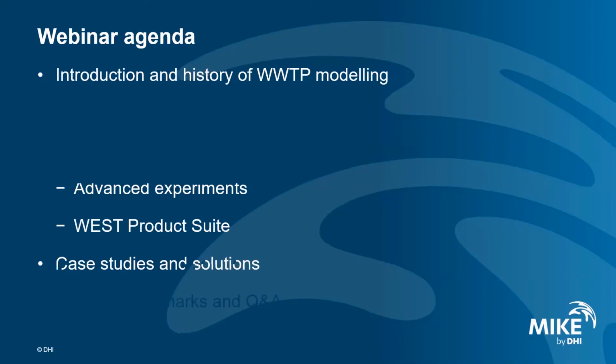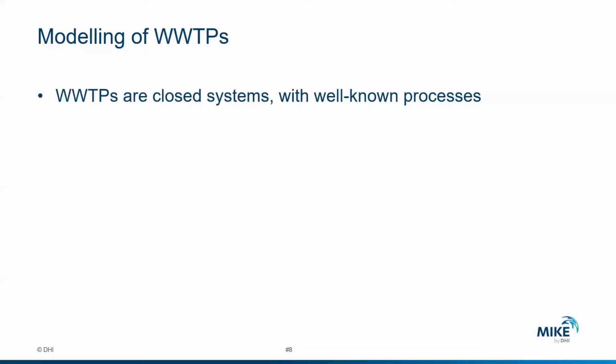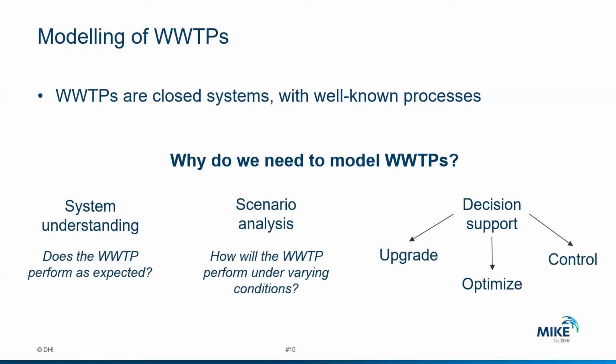Okay, so let's start with the first point of our agenda. Wastewater treatment plants are closed systems, so they're not very difficult to monitor, and processes occurring in wastewater treatment plants are quite well known. So why do we need to model wastewater treatment systems? Well, there are different reasons. First of all, to understand the system better. As I said, they are closed systems with well-known processes, but they can be relatively complex, especially full-scale treatment systems. So a model can provide us with a better understanding of the behavior of the system.